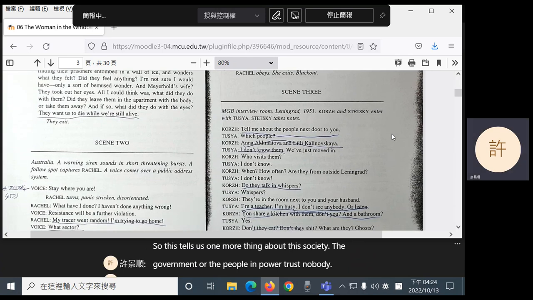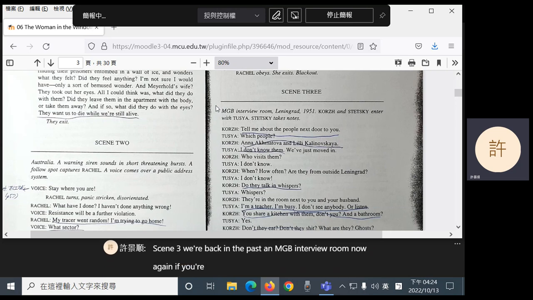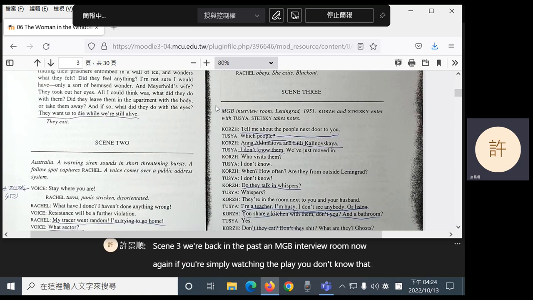Scene 3. We're back in the past. An MGB interview room. Now, again, if you're simply watching the play, you don't know that this place is called the MGB. This stage direction is written for the reader, not for the audience.